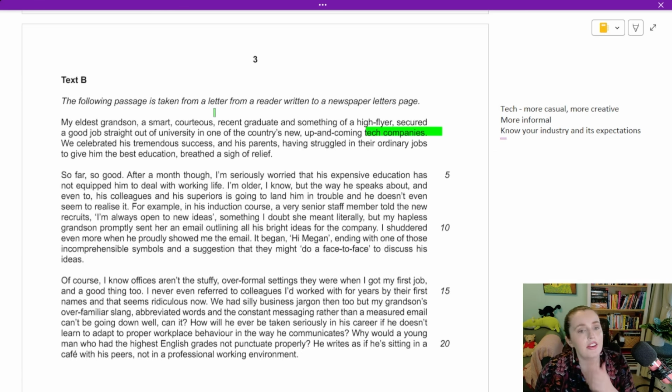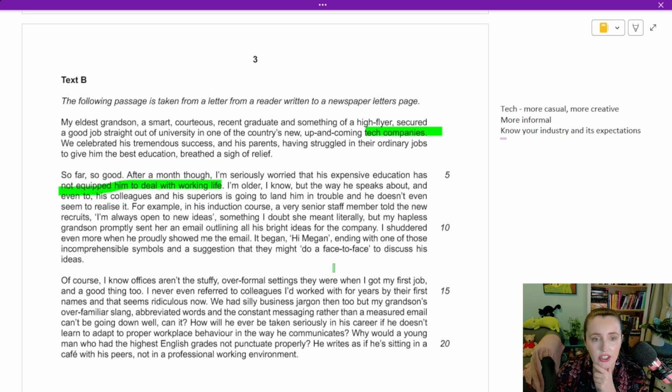So far, so good. After a month, though, I'm seriously worried that his expensive education has not equipped him to deal with working life. I'm older, I know. But the way he speaks about and even to his colleagues and superiors is going to land him in trouble, and he doesn't even seem to realise it.